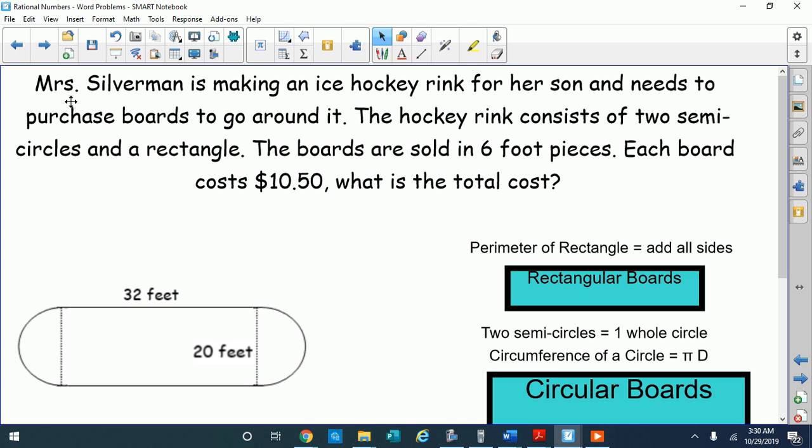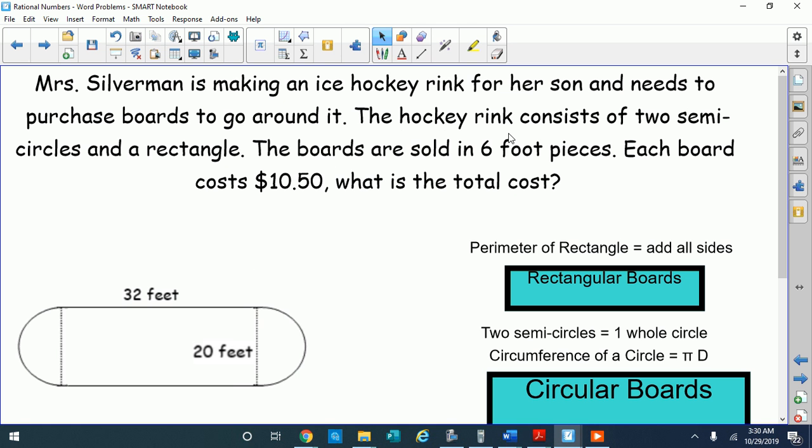So here we have a question about Miss Silverman, who is making an ice hockey rink for her son and needs to purchase boards to go around it. So there's the ice hockey rink, and we're going around this figure. So perimeter is the distance around the figure.